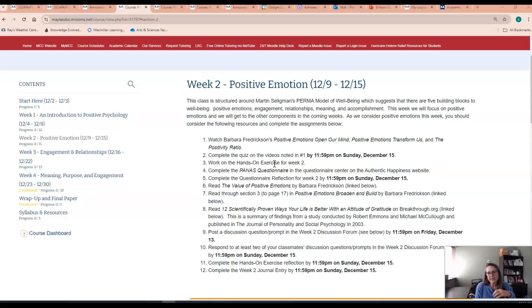So with those hands-on exercises, it is important that you go ahead and get started on those at the beginning of the week so that you can do what you need to do each day and then write up that final journal entry or that final reflection on that. Your questionnaire this week on the Authentic Happiness website is the PANAS questionnaire. And of course, you've got your questionnaire reflection due on Sunday.